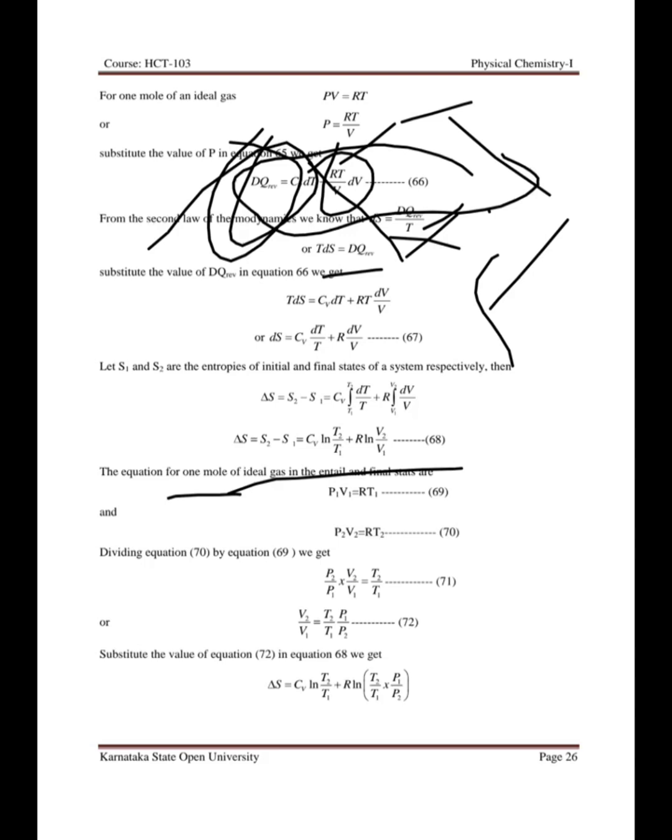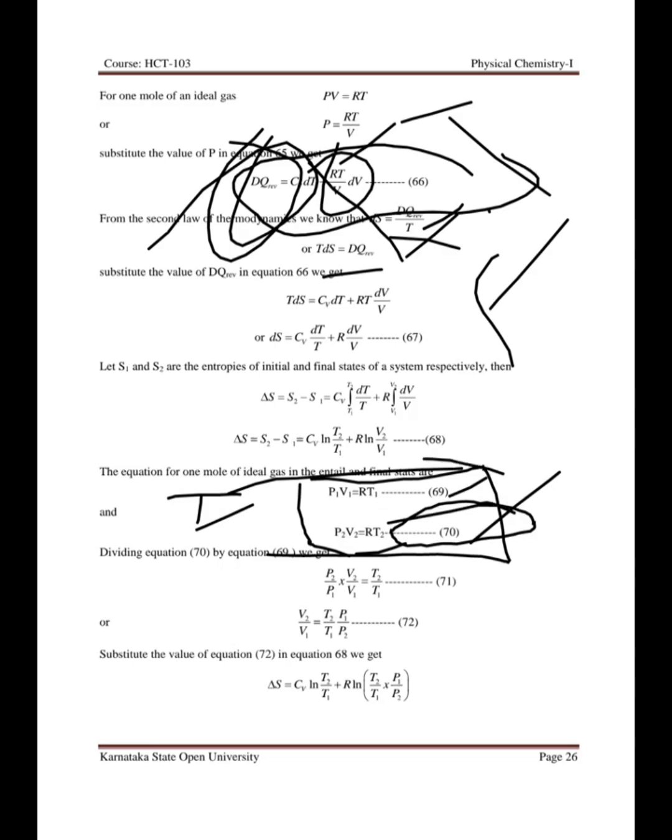Here we have taken two different states. So for 1 mole of ideal gas in two different states, P1 V1 is equal to RT1, that is equation 69 for state 1, and P2 V2 is equal to RT2, that is equation 70 for state 2. Here we are going to divide equation 70 by equation 69, so I will get equation 72.